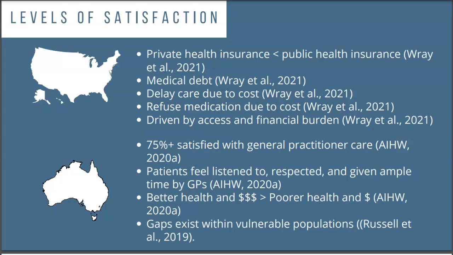more likely to put off appointments due to cost, and more likely to not take prescribed medicine due to costs. The study by Ray and colleagues found that those who have private health insurance are more likely to report poor access to care, higher cost for care, and less satisfaction with care compared to those who receive publicly sponsored insurance, which may be more cost effective.